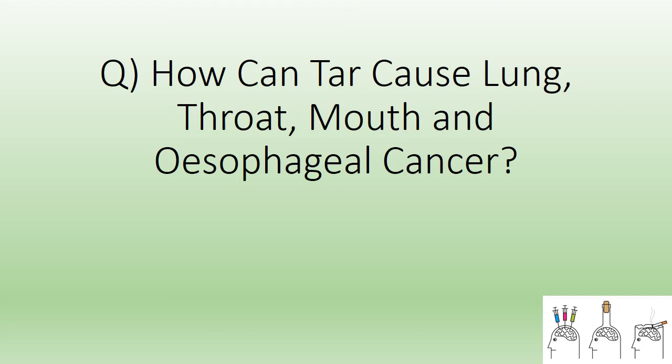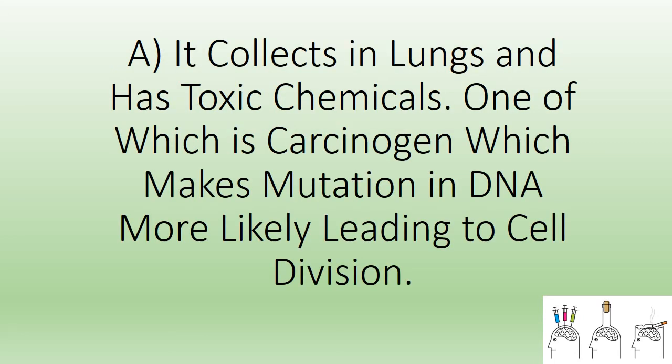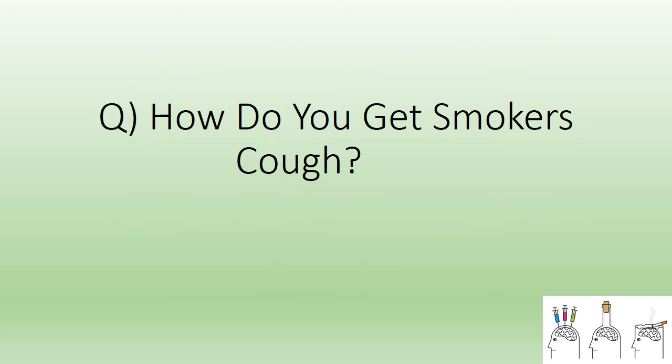How can tar cause lung, throat, mouth and esophageal cancer? It collects in lungs and has toxic chemicals, one of which is a carcinogen, which makes mutation in DNA more likely, leading to uncontrolled cell division.